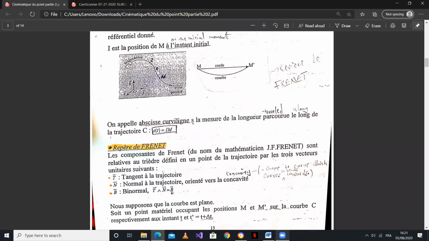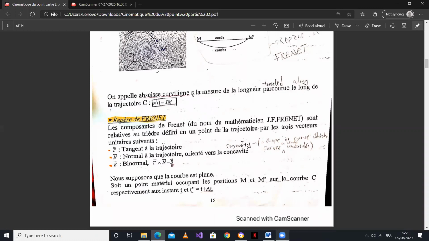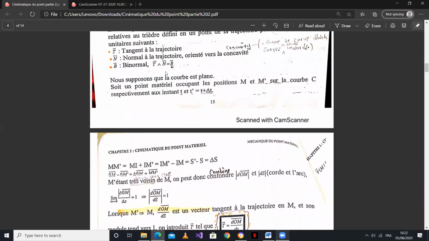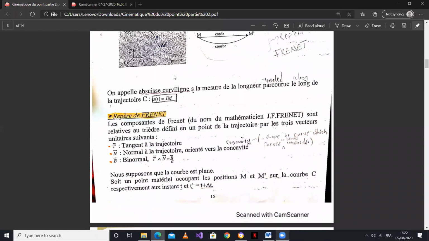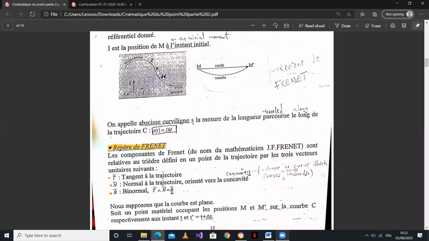Or if you want, you can picture M prime on this other side here, so that it's easier for you to imagine. You have M prime there, so you have MM prime being equal to from M to I, and from I to M prime. Just for imagination's sake, since it's not shown where the M prime is, it's up to you to picture something to help you understand.